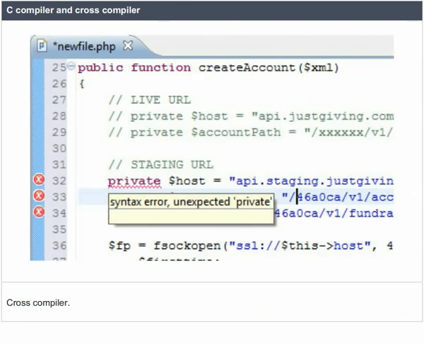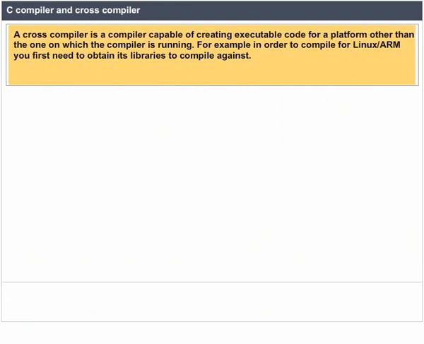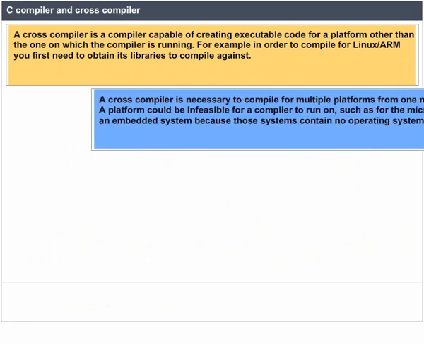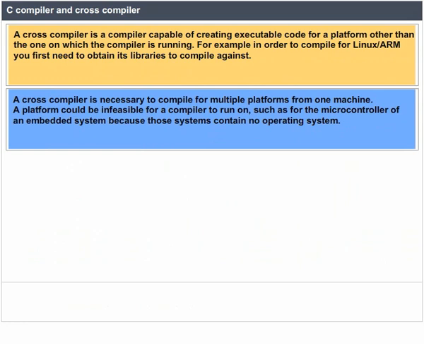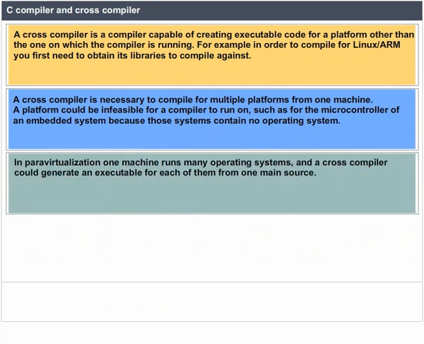Cross compiler. A cross compiler is a compiler capable of creating executable code for a platform other than the one on which the compiler is running. For example, in order to compile for Linux or ARM, you first need to obtain its libraries to compile against. A cross compiler is necessary to compile for multiple platforms from one machine. A platform could be infeasible for a compiler to run on, such as for the microcontroller of an embedded system, because those systems contain no operating system. In para-virtualization, one machine runs many operating systems, and a cross compiler could generate an executable for each of them from one main source.